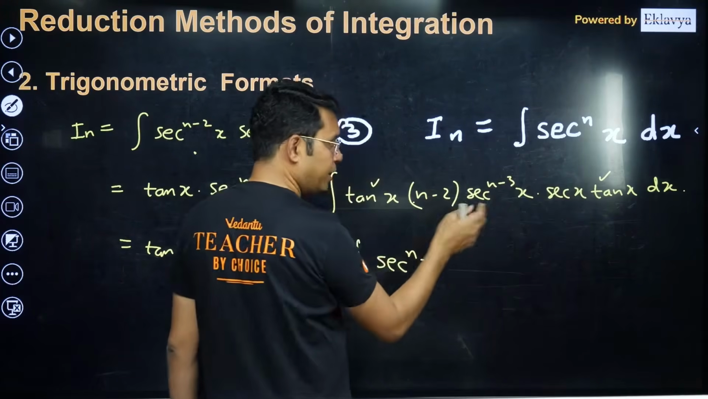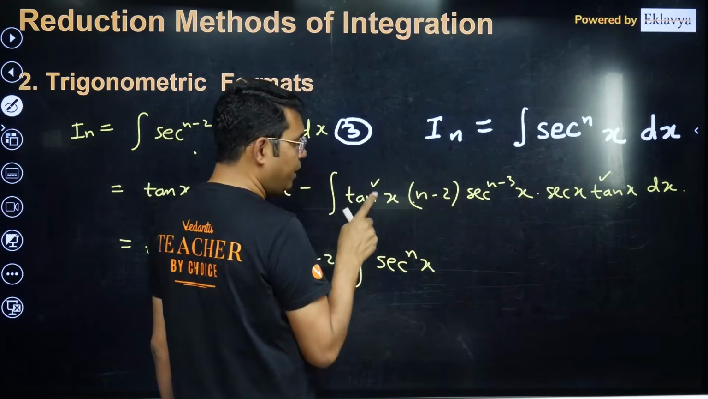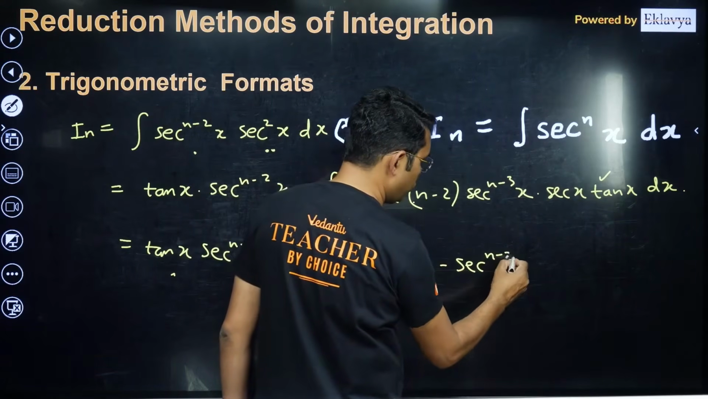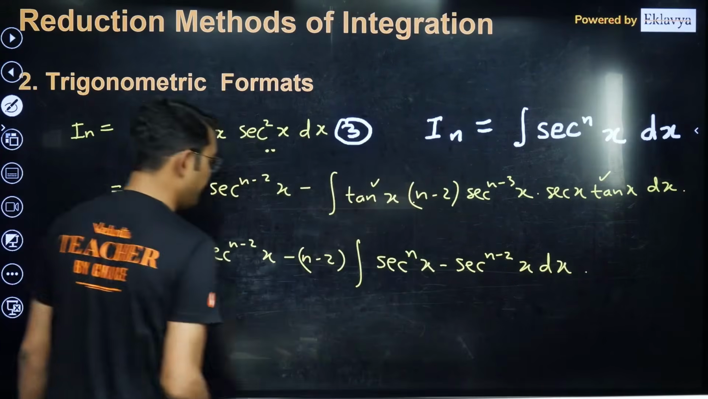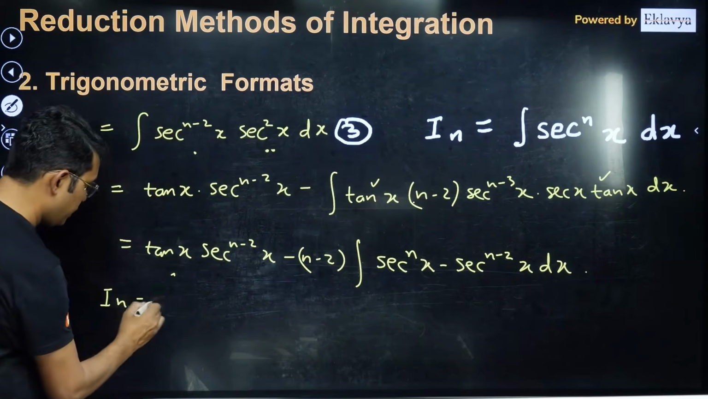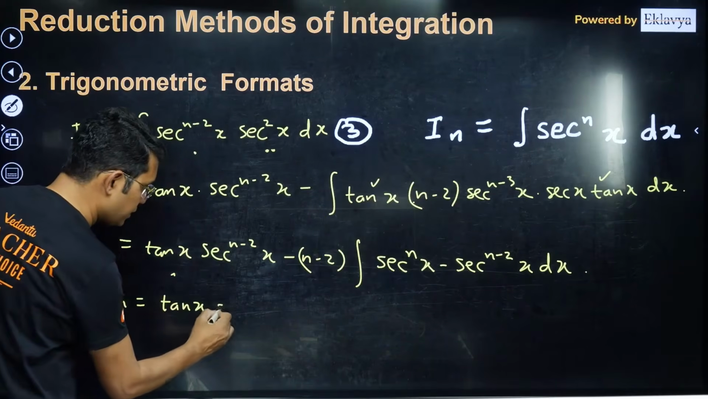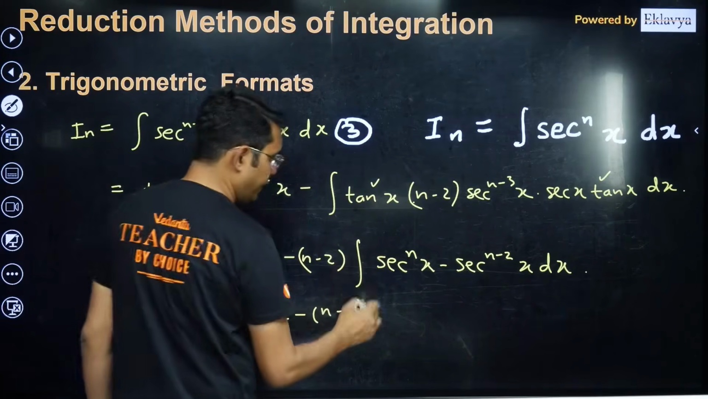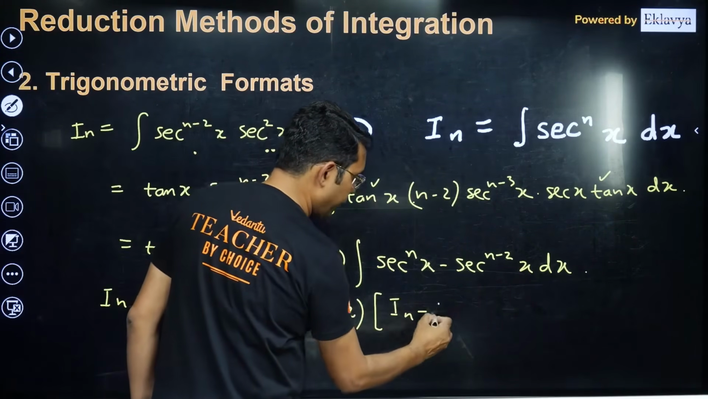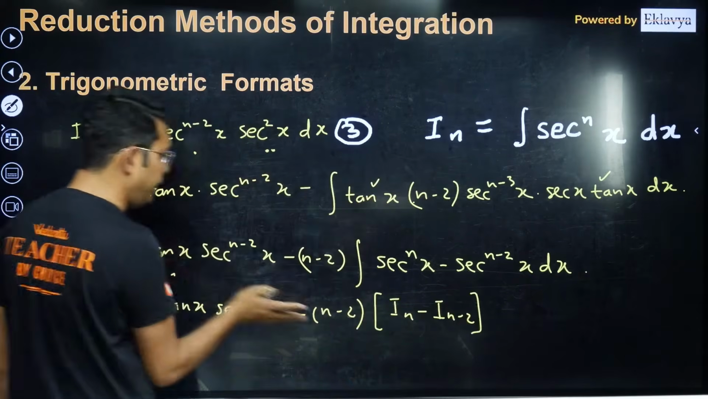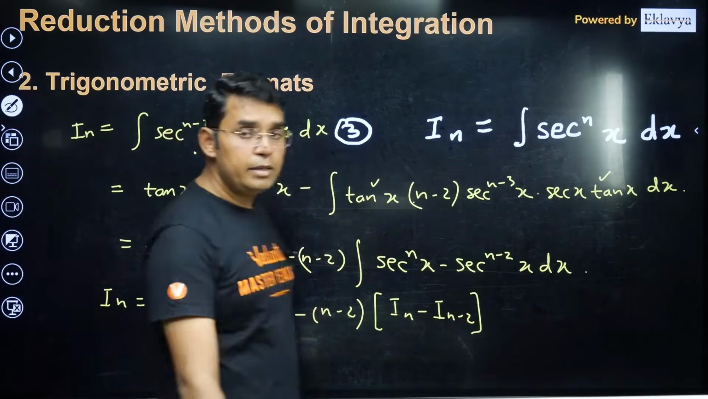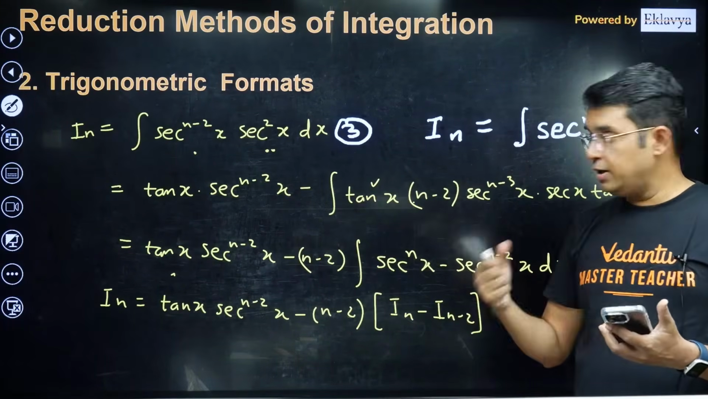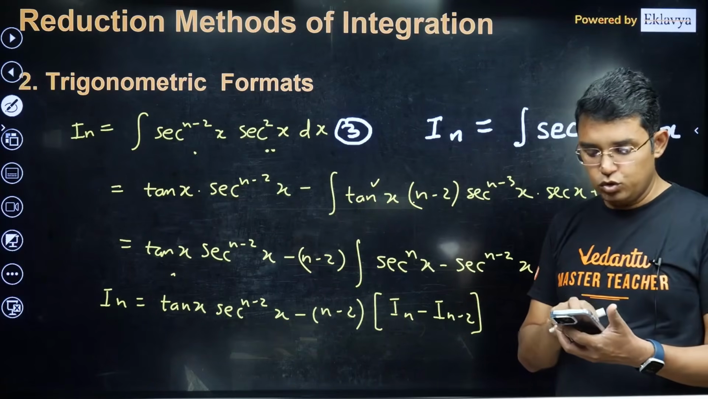See, this tan into tan is tan square, which I am writing as secant square minus 1. And if we multiply that secant square minus 1 with this, it will be secant power n minus 2x dx. So we are, I think, done. We have got In as tan x secant power n minus 2x minus n minus 2, and this you can write as In minus 2. So combining the In terms here will give you the result in terms of In minus 2. I'm leaving it at this step. You can simplify it. In fact, I have given the final result in my session notes also.